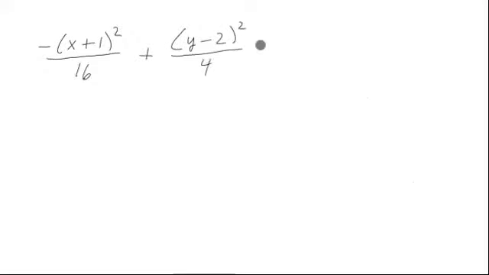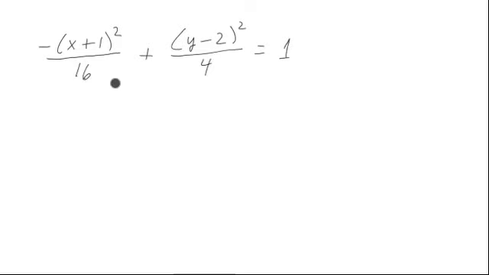Suppose, for instance, that we have something like negative (x plus 1) quantity squared all over 16 plus (y minus 2) quantity squared all over 4 is equal to 1. Now we know it's a hyperbola because notice that this sign is different than this sign here.